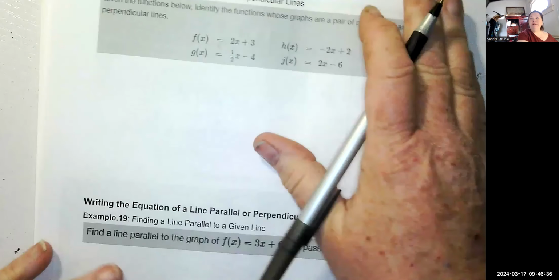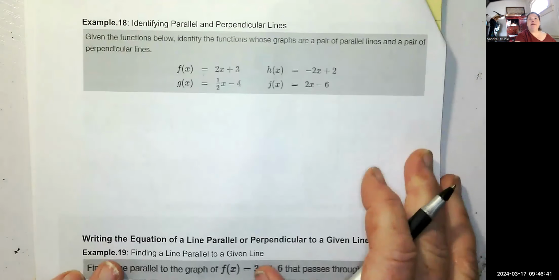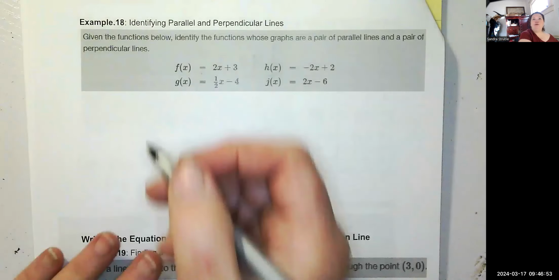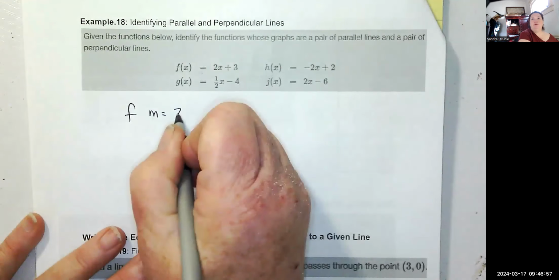You're going to need to know how to do these. You're going to have to be able to create lines with both parallel and perpendicular. It will be on the exam as well as on the final. All right, so given the functions below, identify the functions whose graphs are a pair of parallel lines and a pair of perpendicular lines. I have found that to make this easier on us, the best thing to do is just to go through and say, okay, well, f of m is equal to 2.